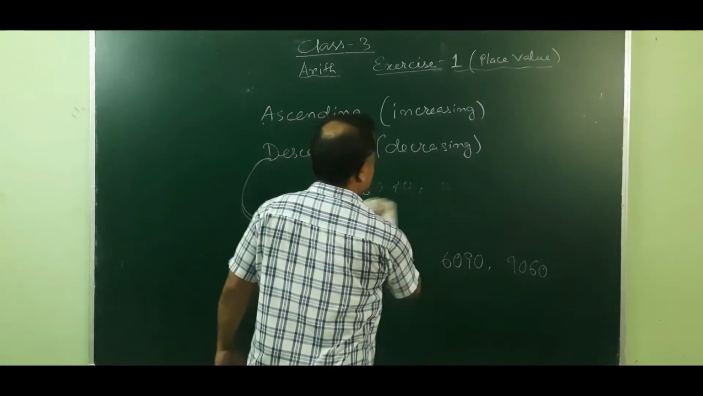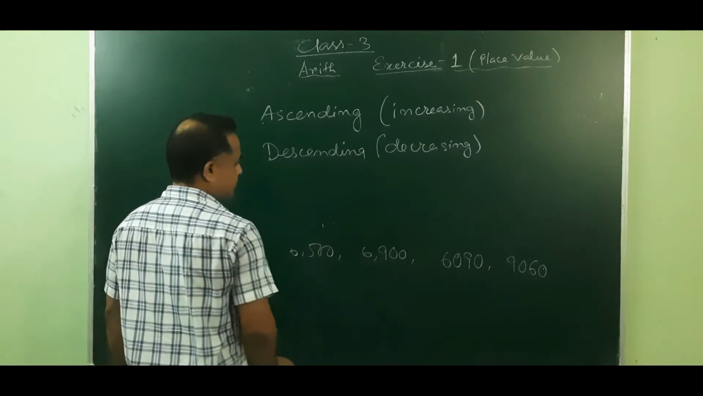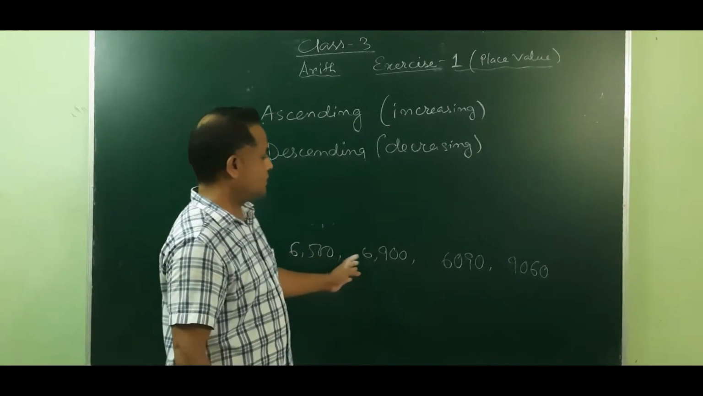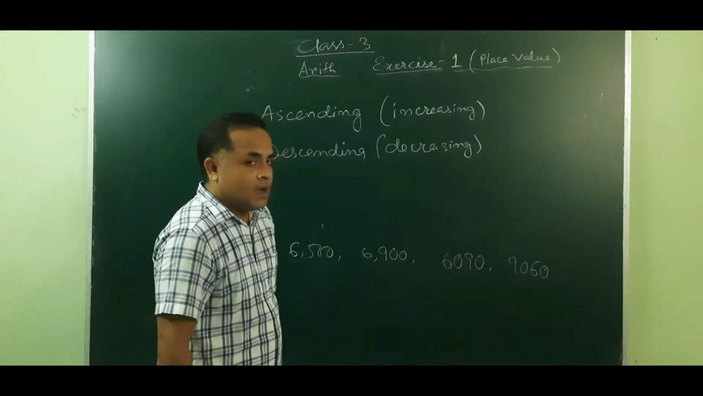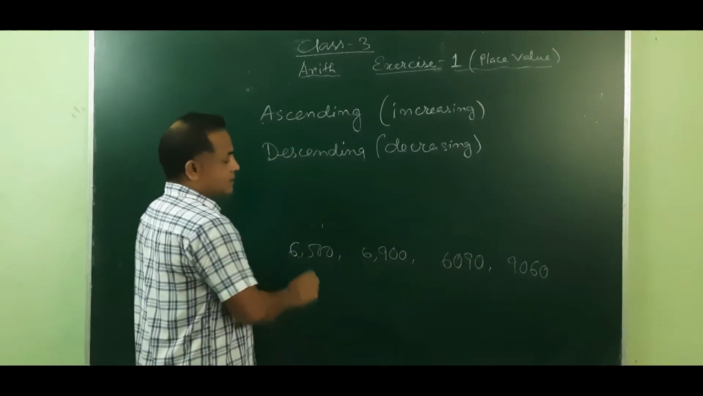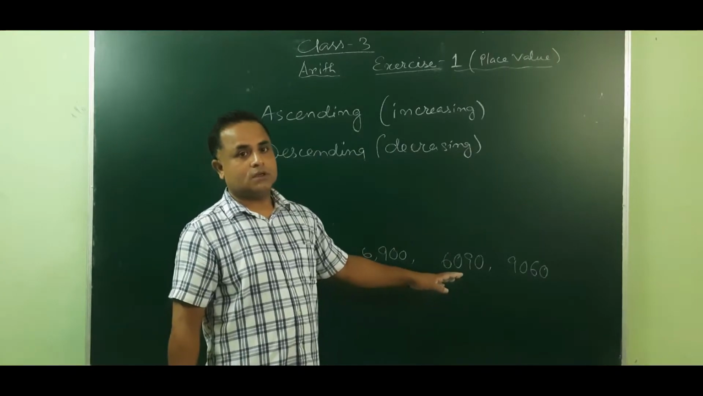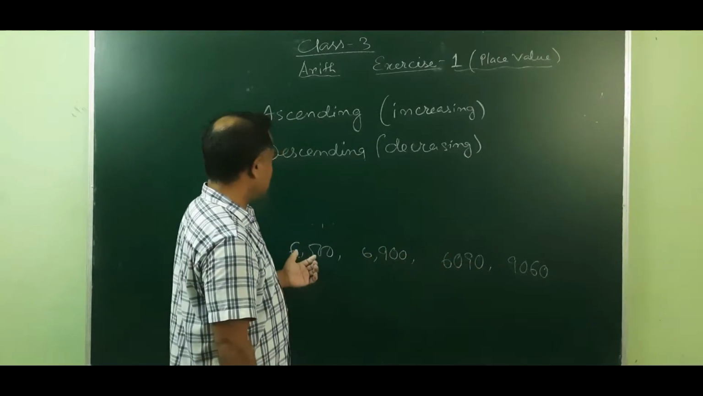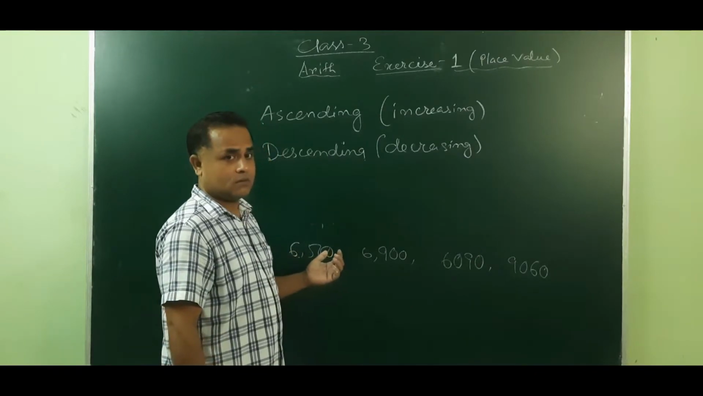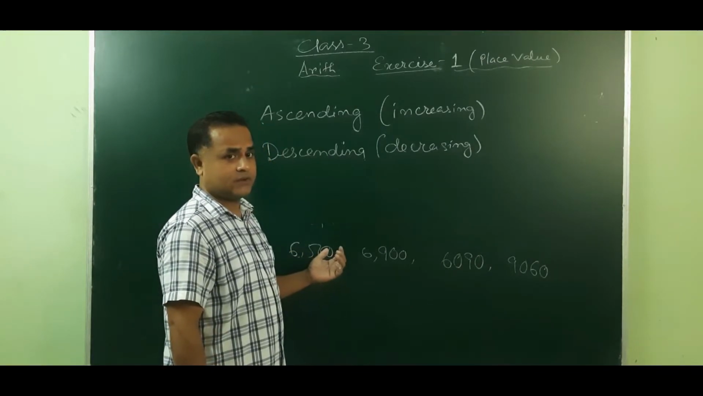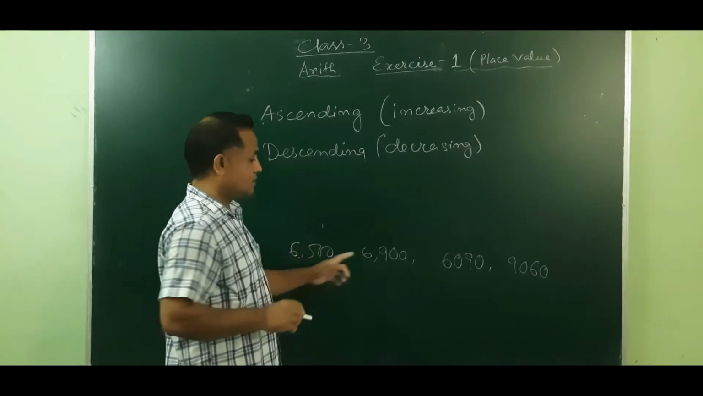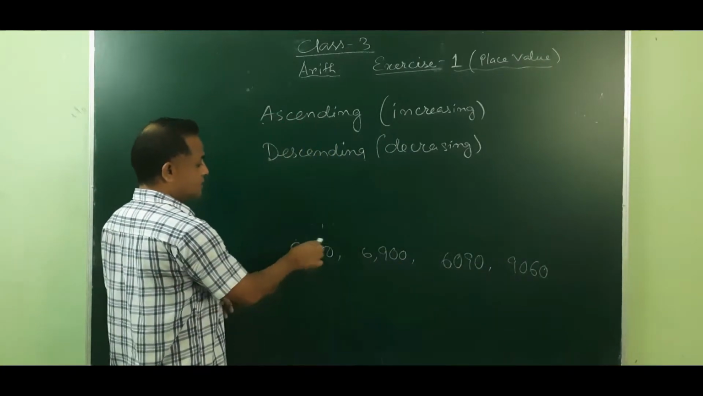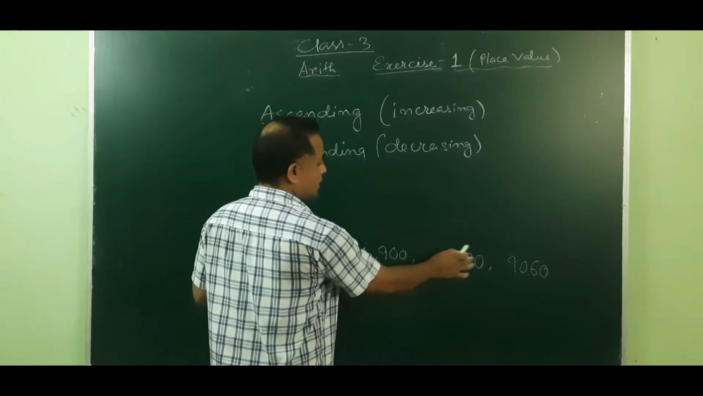Now let's see another example. Here also we will see 4 digits are there. 4 digits means the highest digit is in the 1000 place. So we will see the face value. The highest digit's face value is 6. So the place value of 6 is equal.